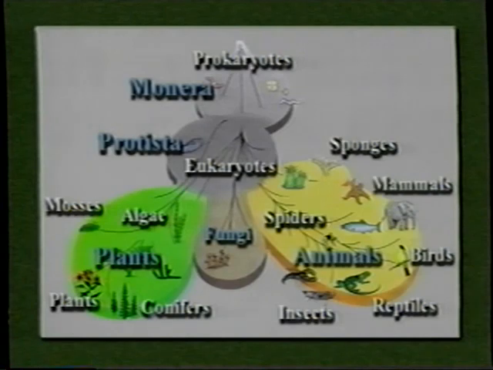Then you have fungi. They're multicellular organisms that get energy and nutrients by absorbing material from their surroundings. Plants are all the multicellular organisms that get their energy from the sun by the process of photosynthesis. And 5th, the animals. Those are multicellular organisms that get their energy and nutrients by eating other organisms.